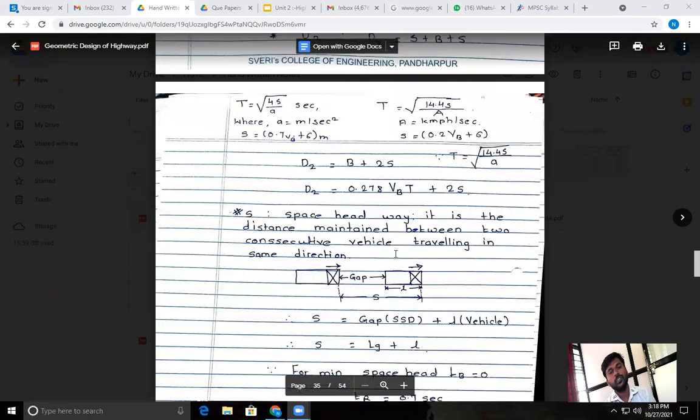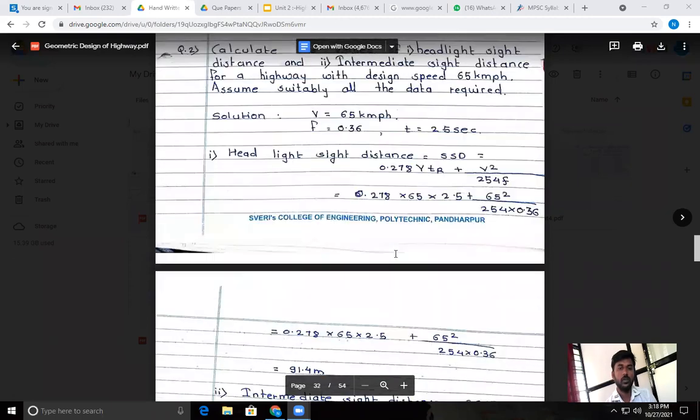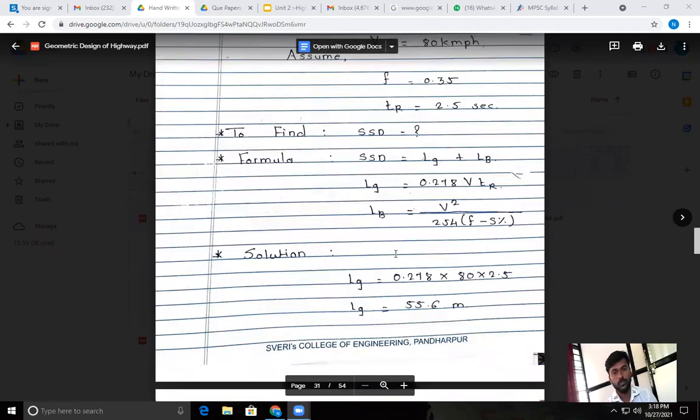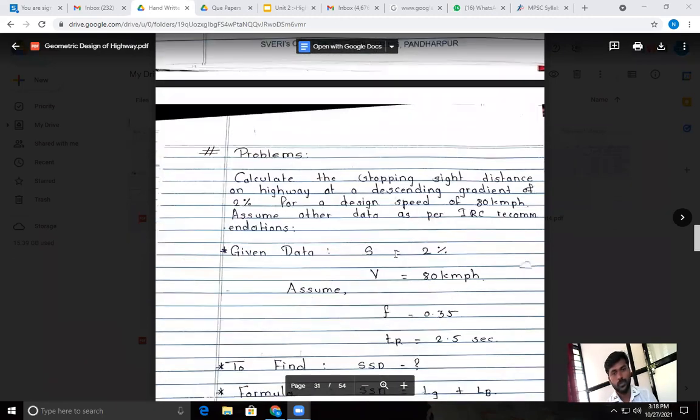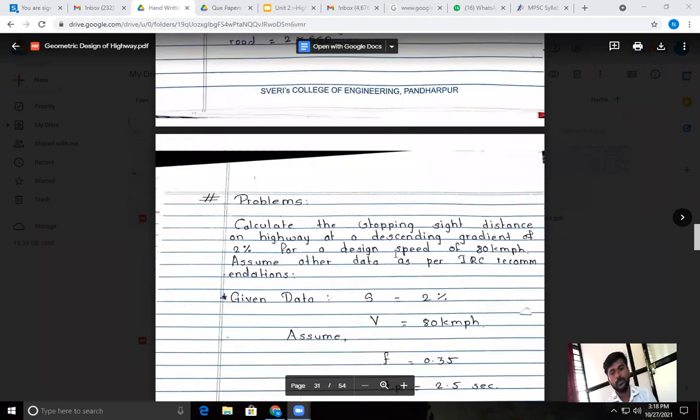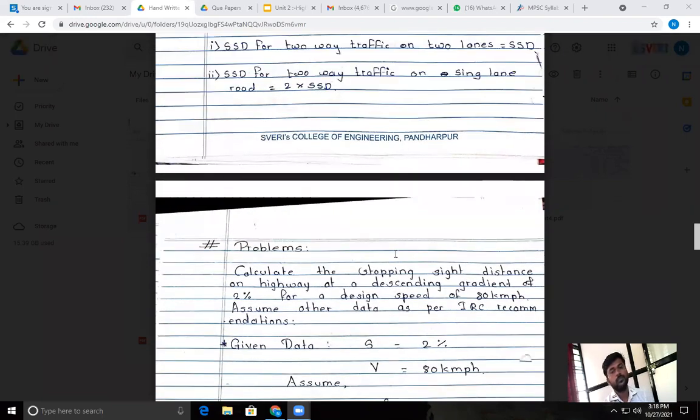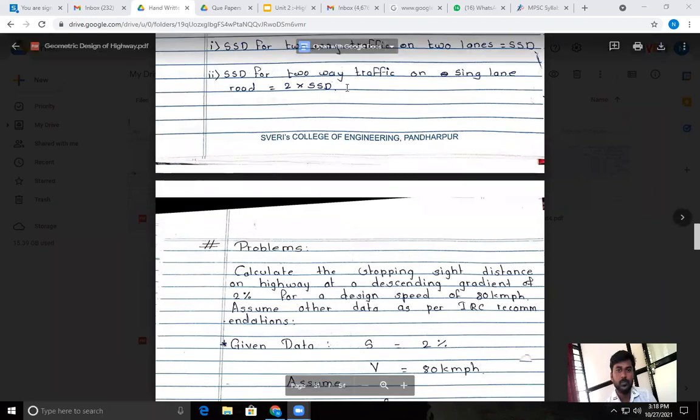Then write down the first question, problem number 1. Write down the first problem.